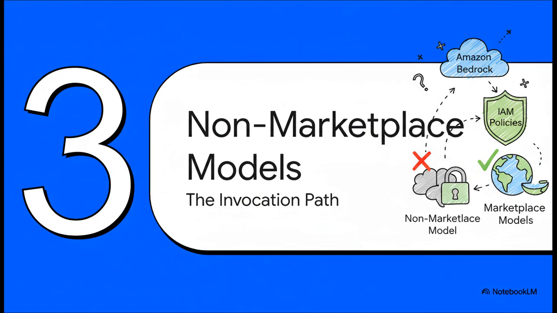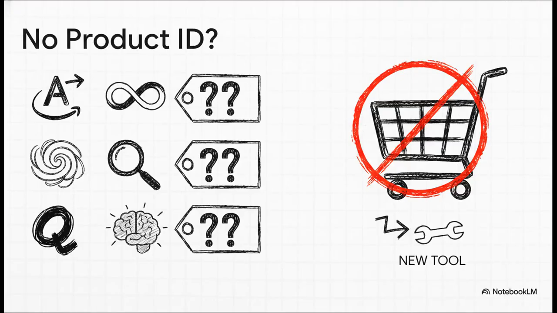All right, so we've got the subscription path down. Let's switch gears and jump over to the other side of the fence. What about all those models that aren't sold through the marketplace? Well, this is going to require a completely different strategy. Right. These providers here, including Amazon's own Titan models and super popular ones like Meta's Llama, they don't have marketplace product IDs. So that whole AWS Marketplace subscribe trick we just learned, that's not going to work for them at all. We need a new tool in our toolbox.